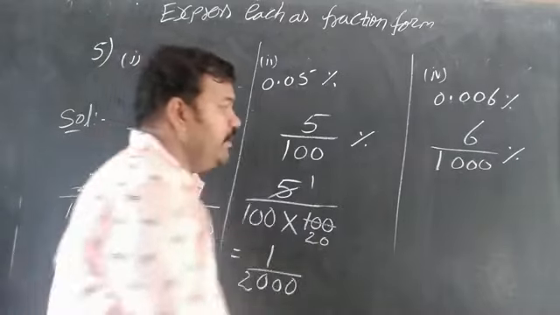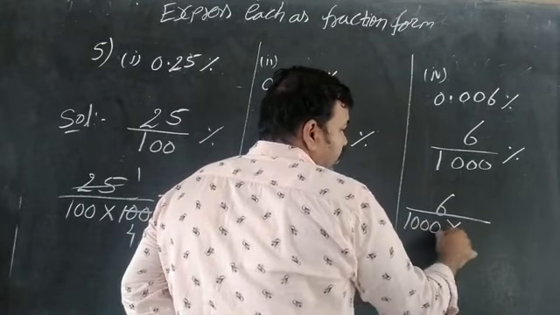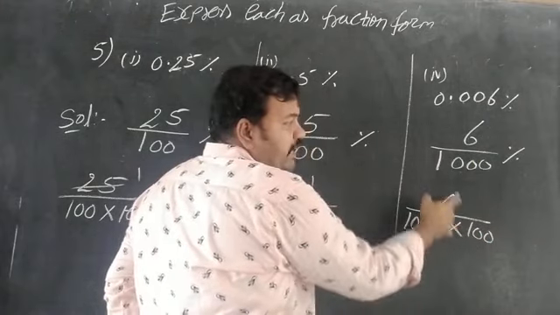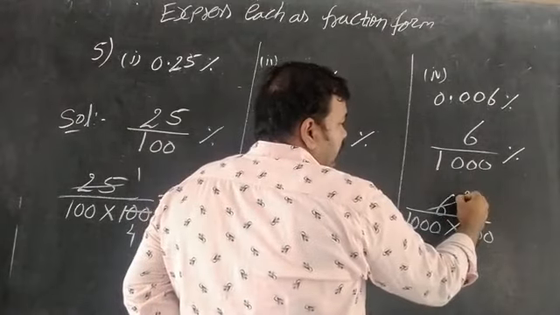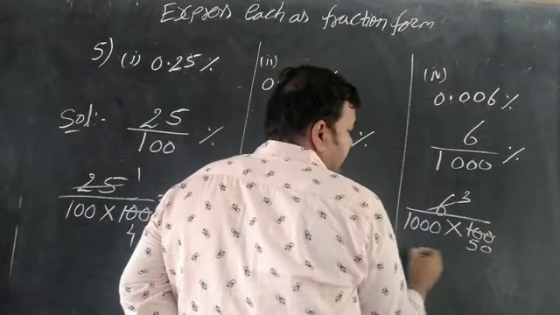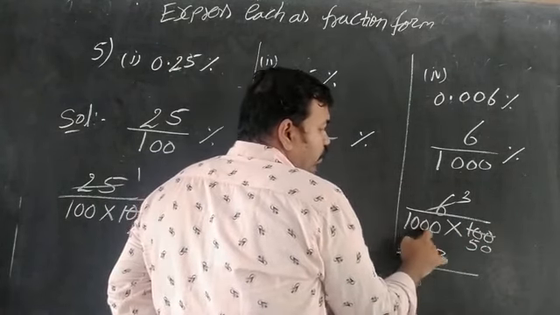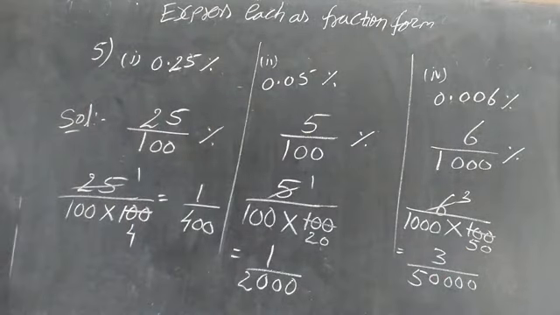So changing the decimal form, we are changing the percentage. 6 by 1000 into 100. This denominator 100 comes from the percentage form, it comes to the denominator. This 1000 is from this one, 100 is from the percentage. Cancellation: 2 table, 3 times, 50 times. There is no more cancellation, so 3 by 5 ones are 5, 1 2 3 4 zeros, 3 by 50,000. So this is the answer for this sum. After cancellation, we have to write this answer. Doing the answer here. And the sum C once.